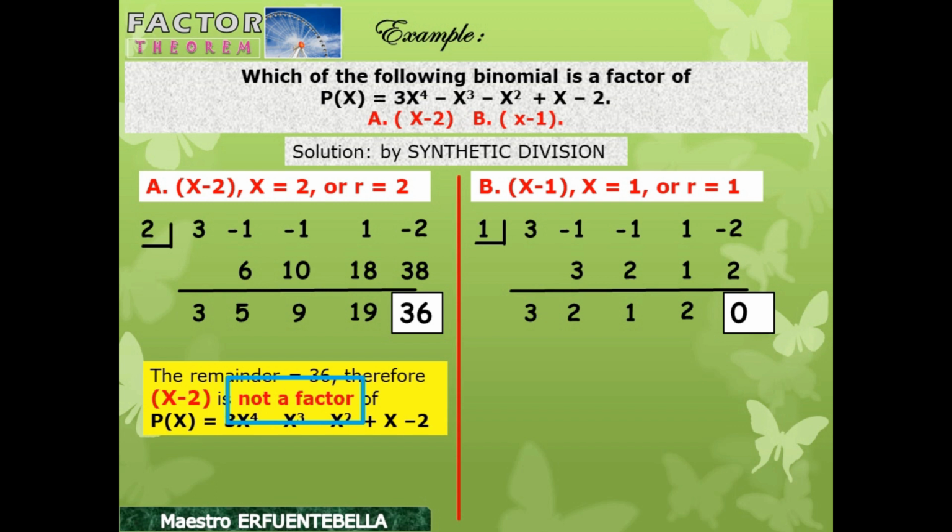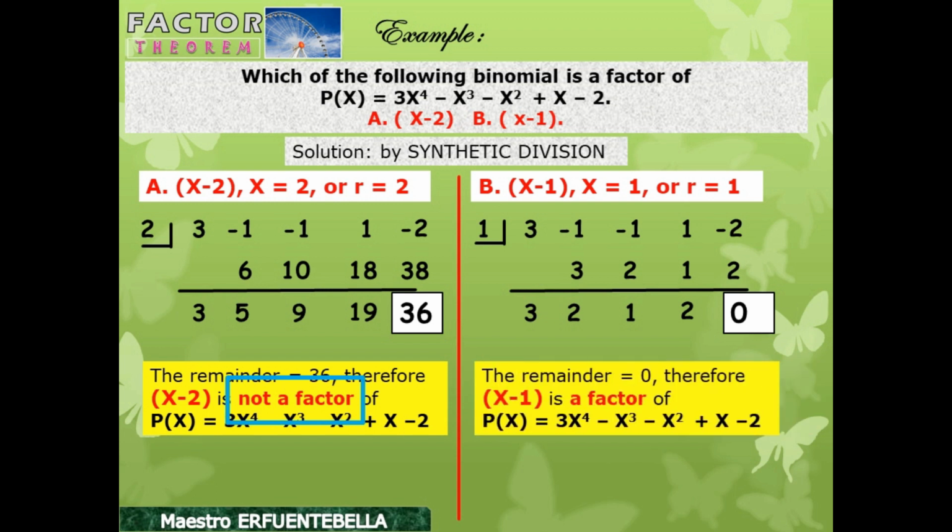The remainder is 0. So therefore, x minus 1 now is a factor of the given p of x equals 3x to the 4th power minus x cubed minus x squared plus x minus 2. So the correct answer there is letter B, x minus 1.